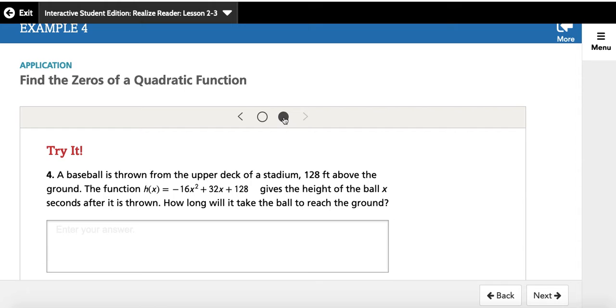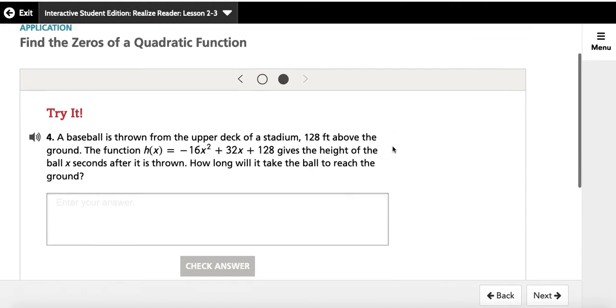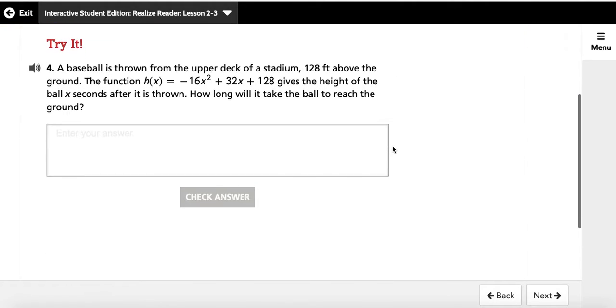Now we'll try one for ourselves. If that made sense to you, you can give this one a shot. It's a very similar problem. This time it's a baseball thrown from the upper deck of a stadium. Here's the equation. They want to know how long will it take for the ball to reach the ground. Click pause, give it a shot, come back when you're ready.